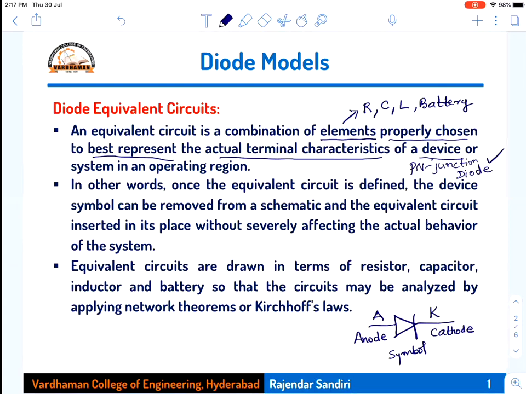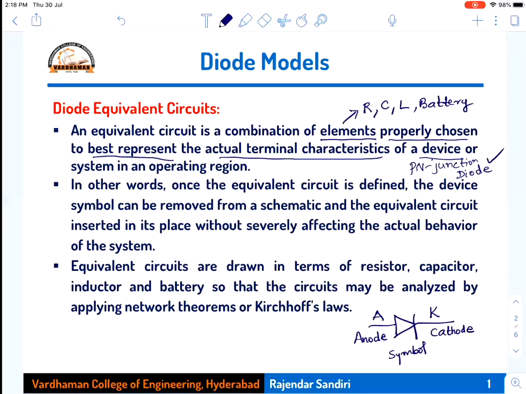In other words, once the equivalent circuit is defined, the device symbol can be removed. Now what happens if the equivalent circuit is defined for this diode? I will remove this symbol, and replace the diode with that equivalent circuit. Then it will become easy for me to apply Kirchhoff's laws, KVL or KCL, or any theorems to find the unknown parameters in that circuit. So the diode is an element, but I will represent it in terms of resistor, capacitor, inductor, or battery, whichever is applicable, and replace the diode with those elements. Then it will be easy to apply these theorems and Kirchhoff's laws in that particular circuit.